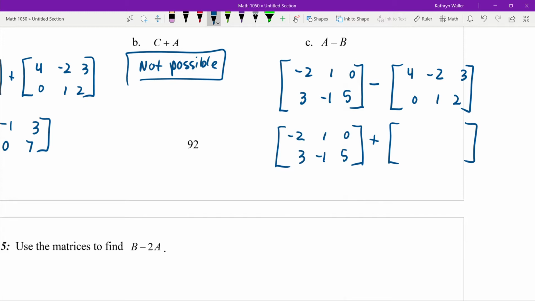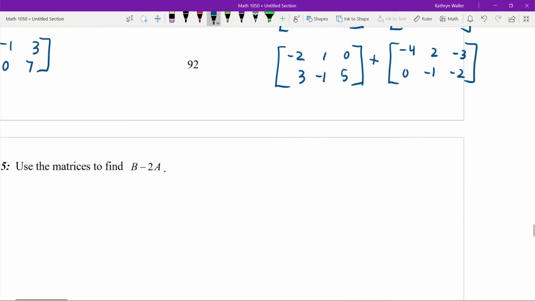And then as far as that negative goes, what you're going to do is you're going to take it in and you're going to multiply all those things. You're just distributing it in. So you're going to have a -4, a +2, a -3, a 0, a -1, and a -2.